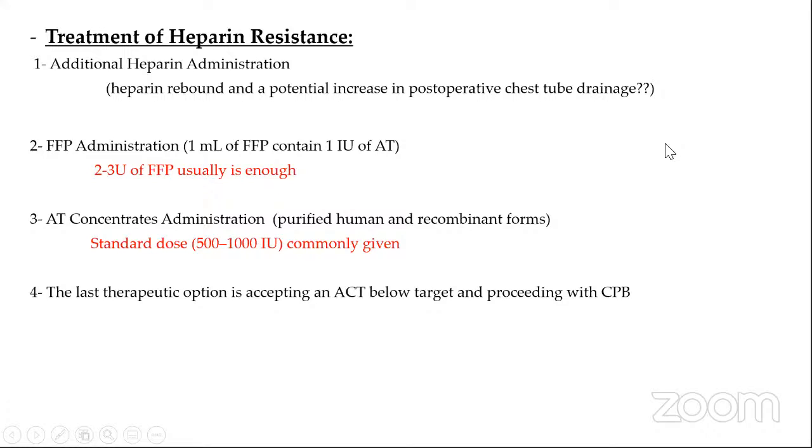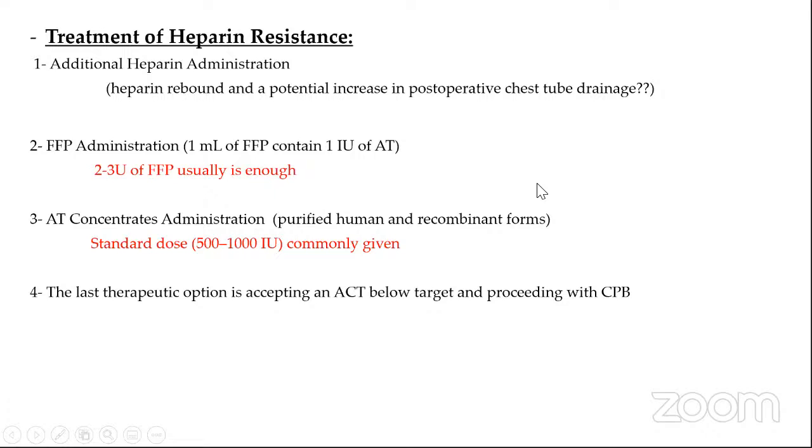The other option is administering fresh frozen plasma. And usually 1 ml of fresh frozen plasma contains 1 unit of antithrombin 3. So if you give 2 to 3 units of FFP, it's usually enough. Let's assume that the FFP unit is 250 mL. So you will be giving around 500 to 750 units of antithrombin 3. Obviously, this is what's most feasible we can do, but it comes with the risk of administering blood products, like infection or some unwanted reactions as well.